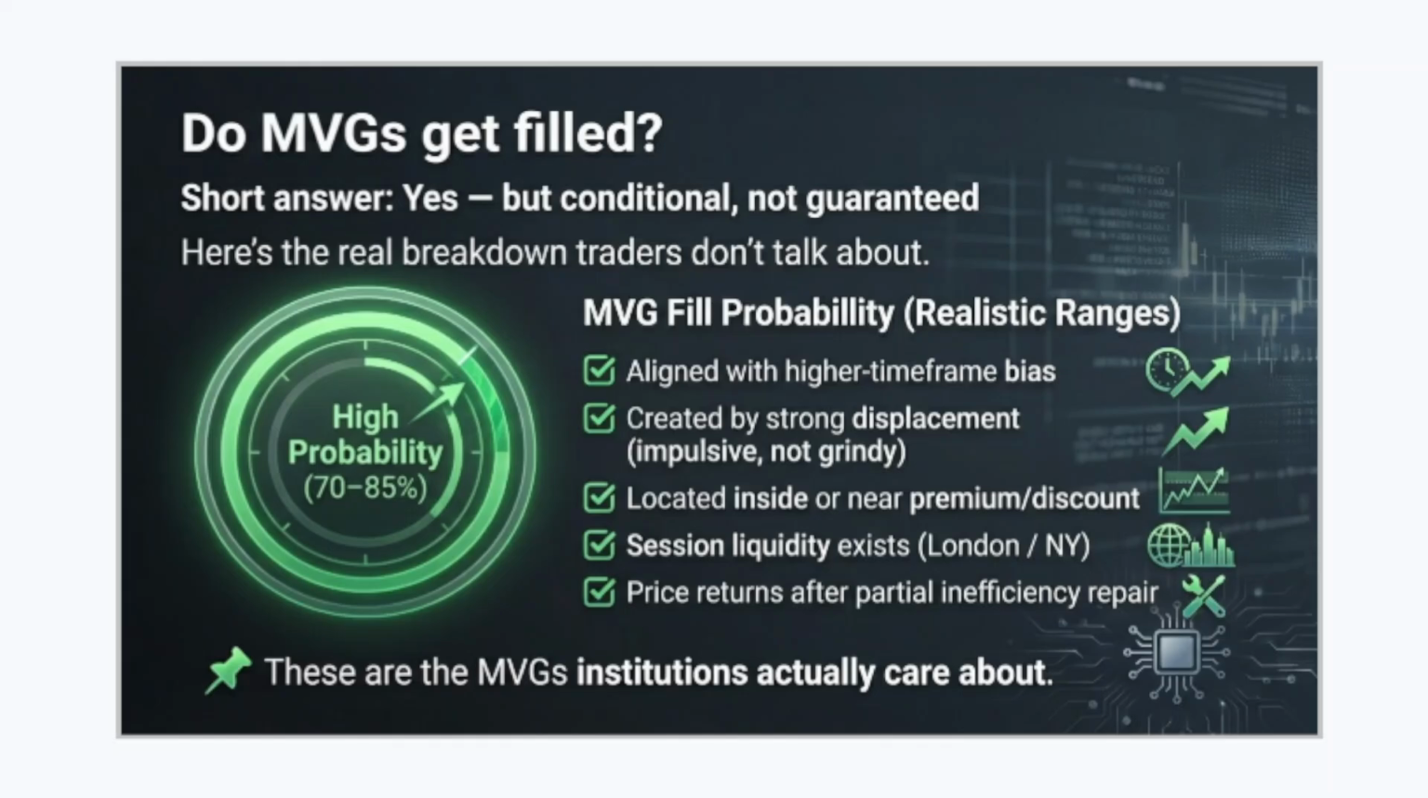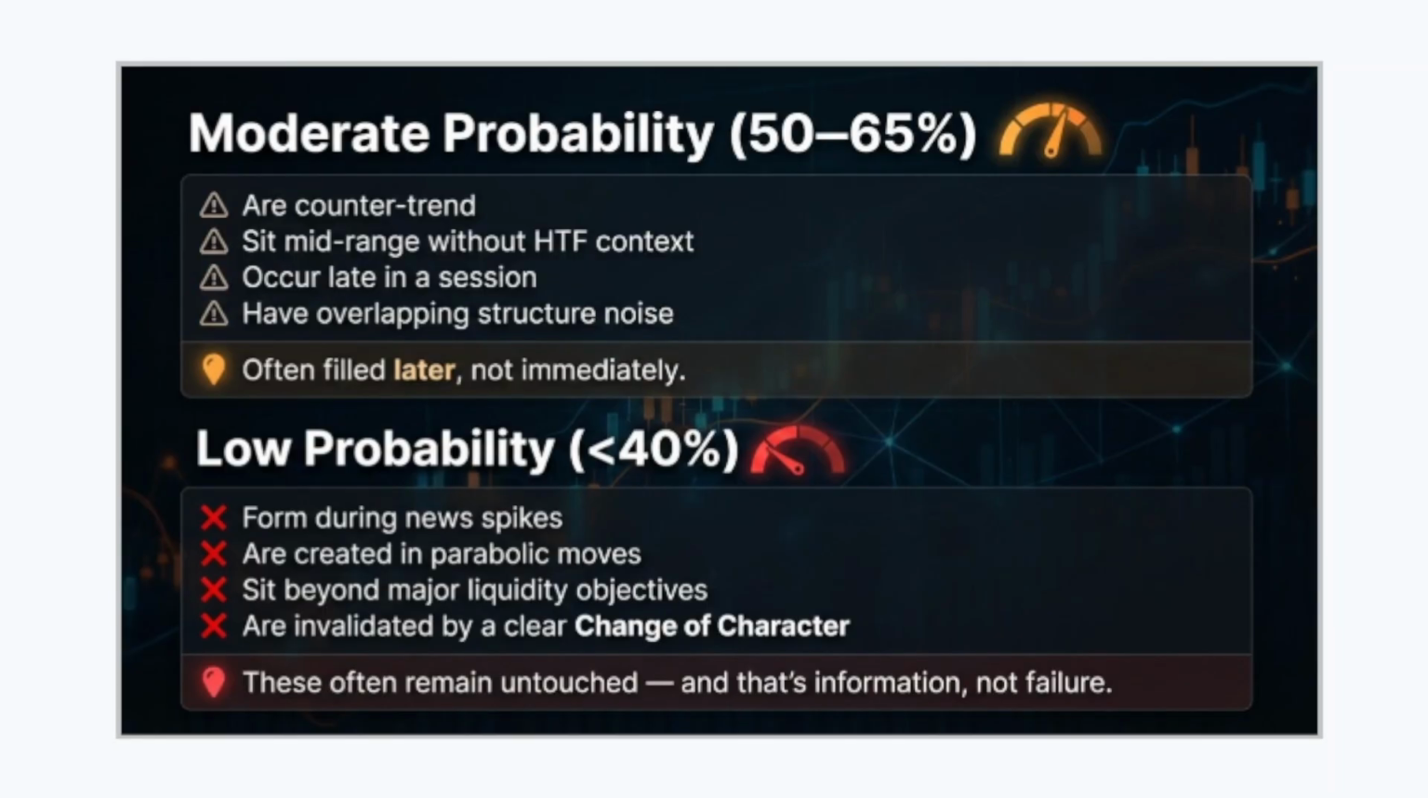High probability fills, ranging from 70 to 85%, occur when the MVG is aligned with the higher timeframe bias created by strong displacement and is located inside or near a premium or discount. MVGs with a moderate probability, 50 to 65%, are often countertrend, mid-range without high timeframe context, or occur late in a session. Low probability MVGs below 40% form during news spikes, in parabolic moves, or are invalidated by a change of character. These often remain untouched.